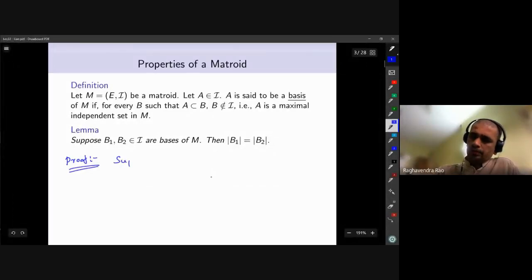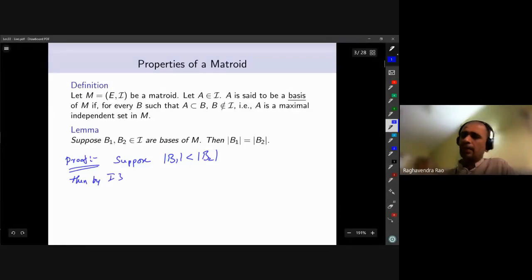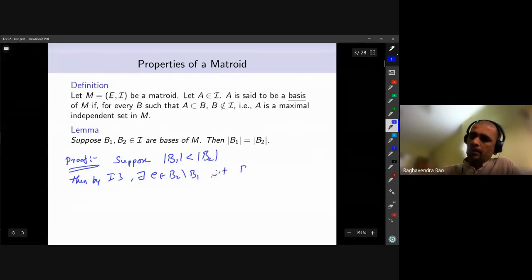So suppose the cardinality of B1 is smaller than that of B2. Then by I3, remember that B1 and B2 are both independent, so the independence axiom 3, that is the exchange axiom, says there is an E in B2 minus B1 such that B1 union E is in I. So this is a contradiction to the maximality of B1.